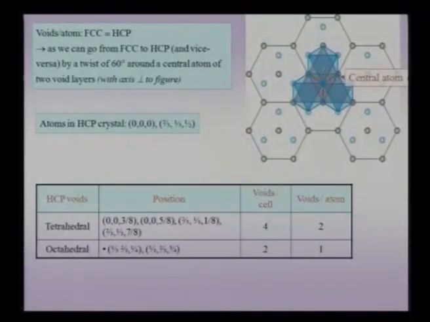Okay. Now, let us look at the number of voids per cell and voids per atom in the tetrahedral and octahedral voids. In HCP, there are 4, you can see these are the positions of the tetrahedral void. There are 4 voids per cell, and the number of voids per atom is 2. For octahedral voids, again there are 2 positions I have shown here. There are 2 voids per cell, and there is 1 void per atom.